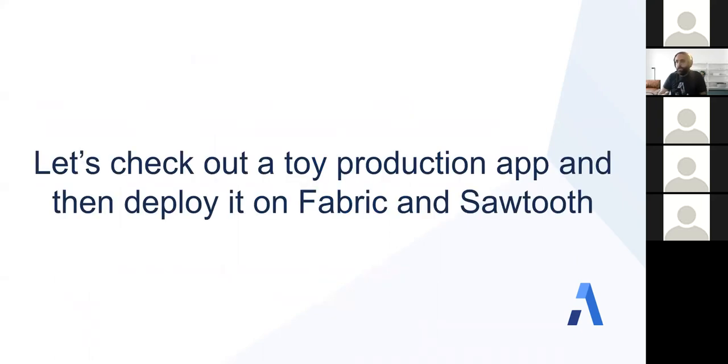Now I need to prove everything I said. So we're going to check out my toy production app. It's called OBeer. It's a way to record on a distributed ledger who owes whom a beer, who has an obligation to whom. Then we're going to deploy it on Fabric and Sawtooth. And just to prove how portable this is, I'm not going to rebuild my project in between when I deploy it on Fabric and Sawtooth. I'm going to deploy the same exact compiled DAR file.